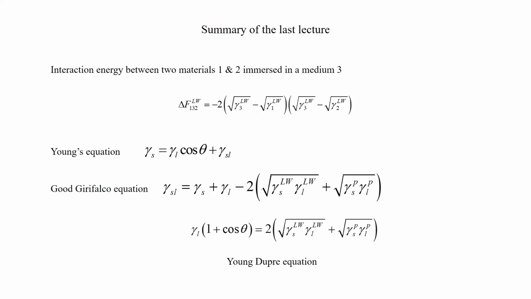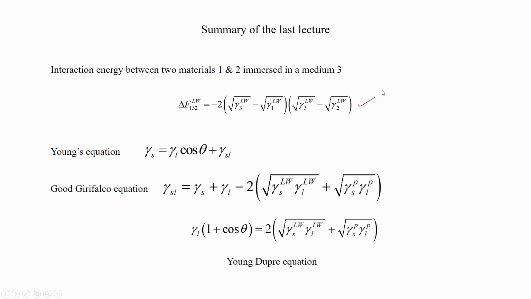In the last lecture I discussed how to estimate the interfacial energy between two different materials 1 and 2, which are either in vacuum or immersed in medium 3. So, we derived this expression of interaction energy delta F 132, and this is the Lipschitz van der Waals component, and it is given like this.